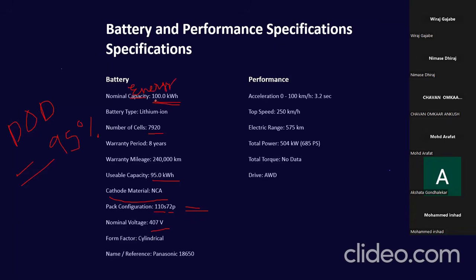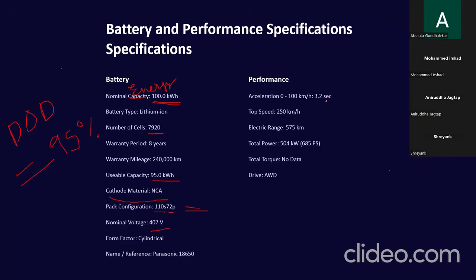If you divide this value by 407, you will get the actual capacity. And you can divide that actual capacity by 72, and you'll get how much each individual cell's capacity is. Then, in terms of performance that we are expecting from the Tesla Model S, the acceleration from 0 to 100 km per hour takes 3.2 seconds.